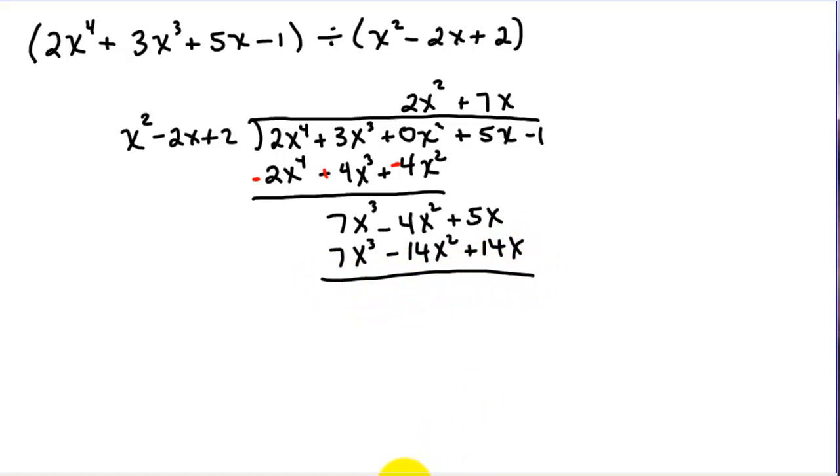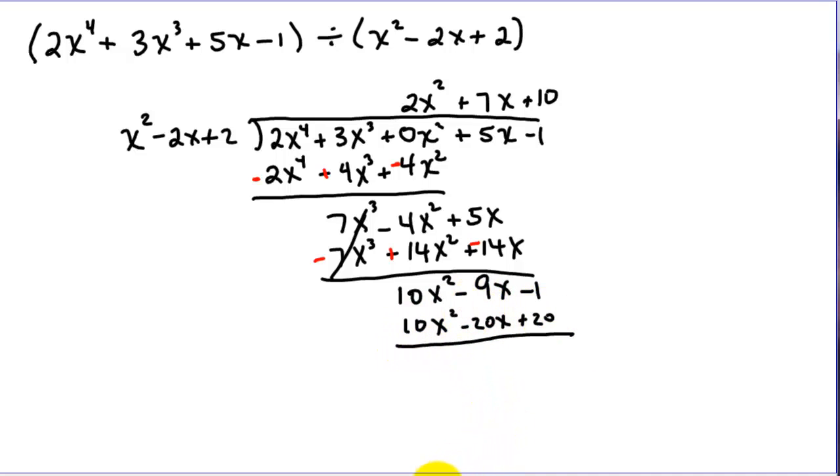Now I have to multiply by -1 here so that I can subtract. So now that cancels out here. So we have 10x squared minus 9x. And I bring down my -1. And this divides in 10 times. So now we've got 10x squared minus 20x plus 20.